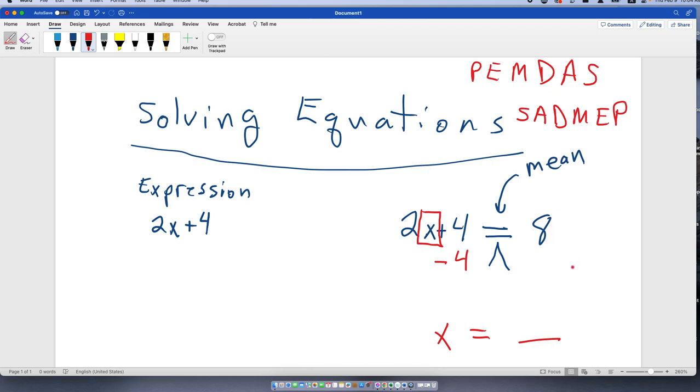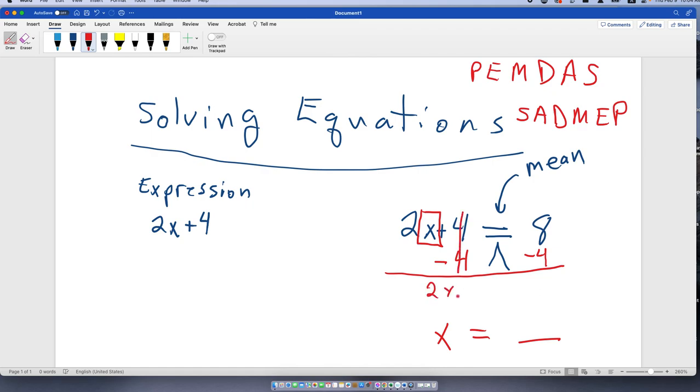But we did it to one side, so what do we have to do? Do it to the other side, otherwise we lose our balance and it's no longer equal. I like to write it right underneath like that. So what is positive 4 and negative 4 when we combine them? Zero. That's why we chose 4. We could have subtracted 5, but that wouldn't have gotten us the process. What we're trying to do is get rid of that plus 4, and we found that it's 0.